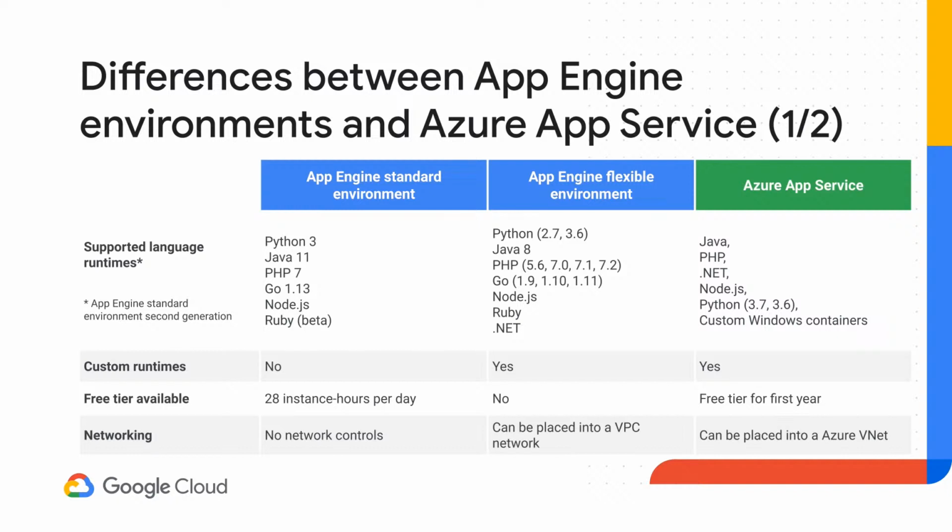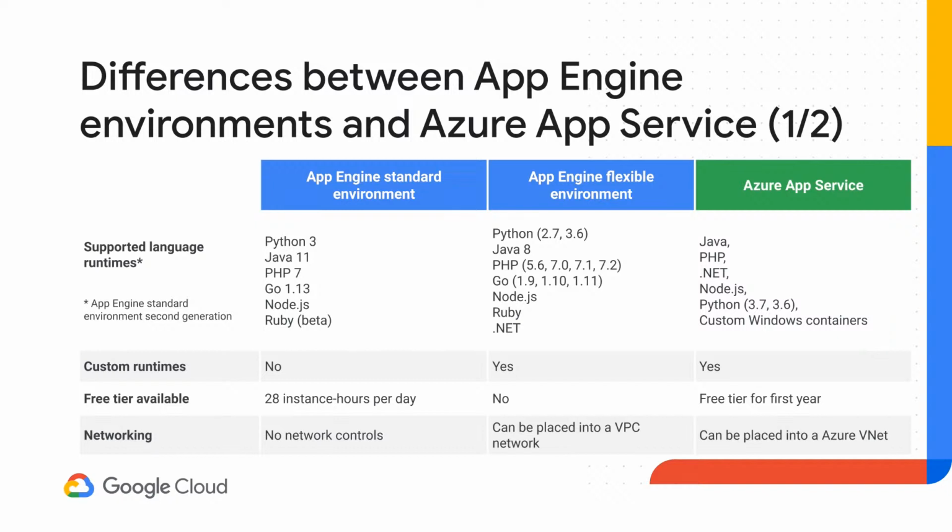App Engine Standard Environment supports fewer runtimes due to the lockdown environment that the standard environment supports. App Engine Flexible Environment and Azure App Service both support custom runtimes. App Engine Standard Environment comes with a free tier. Azure App Service has a free tier for the first year. There is no SLA provided for the free service plans on Azure.